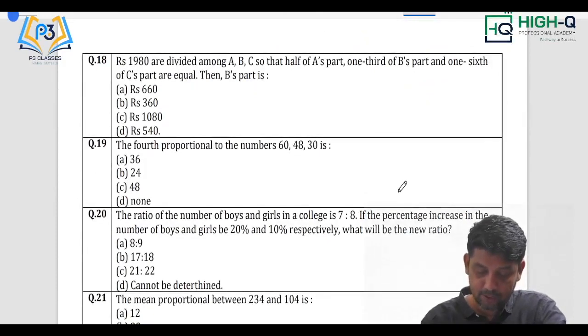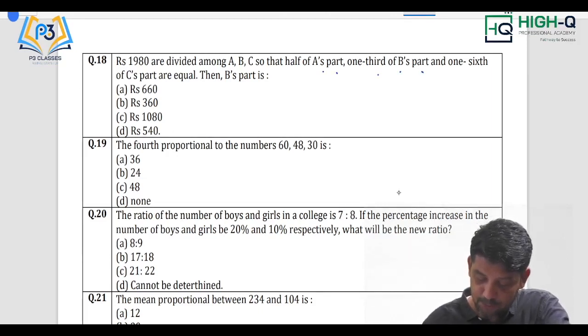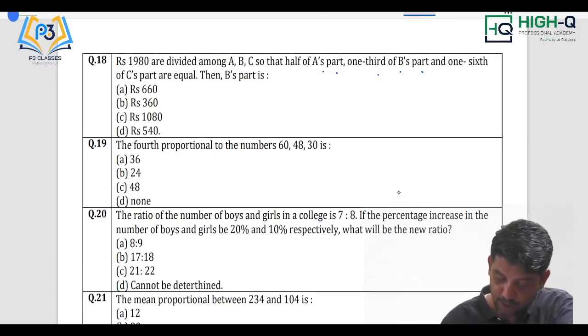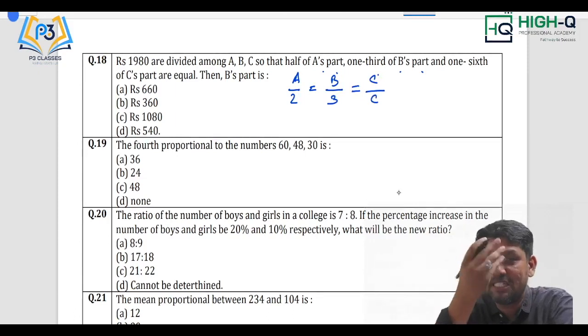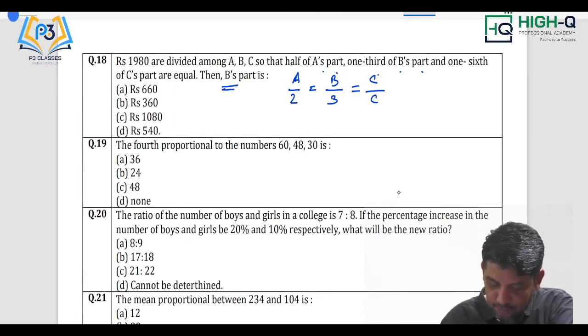Now 18th question. Now what is the 18th question, my dear? See, 1980 are divided among A, B, C, so that half of A's part, 1/3 of B's part, and 1/6 of C's part are equal. Look at this. Very, very simple procedure. They ask you to find out B's part. Can I say A is to B is to C equal to 2 is to 3 is to 6? Directly you write.